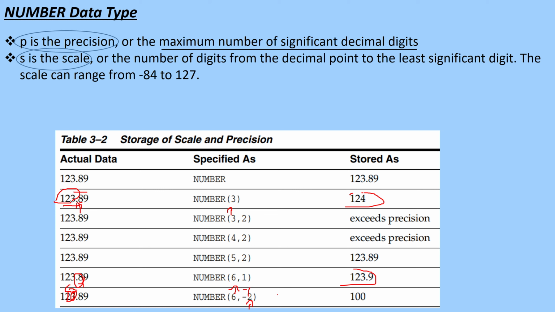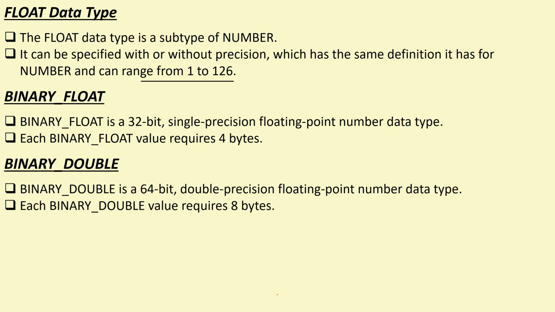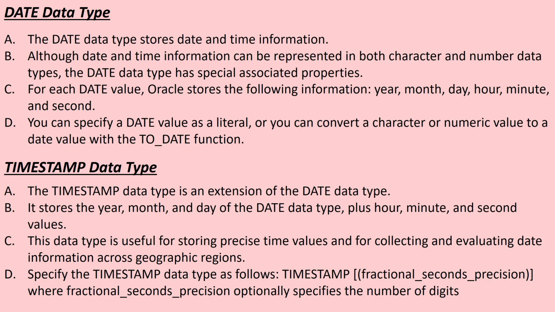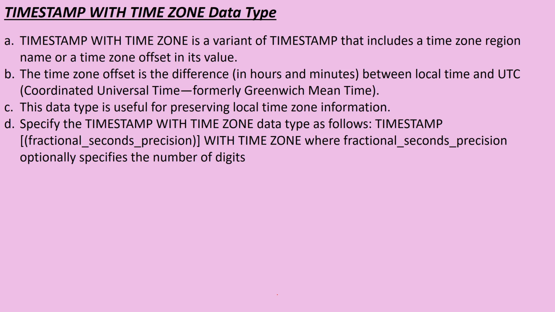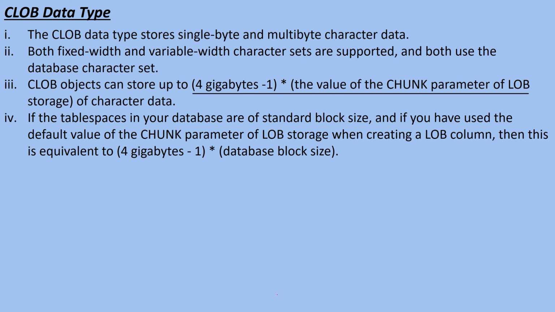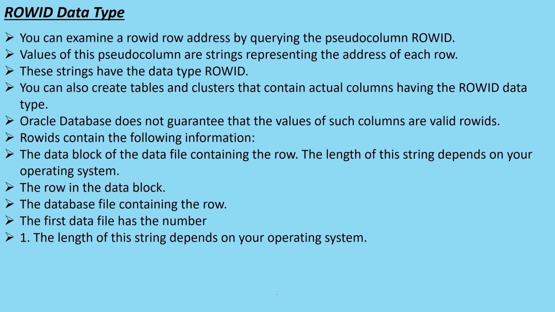So now let us look into the another data type, that is float, and binary float, binary double, long data type. As I have said, long functionality has been static for several releases. The next is date and timestamp with time zone. Next is bfile, blob, and clob. Next is rowid data type. It is queried by using pseudo column rowid.